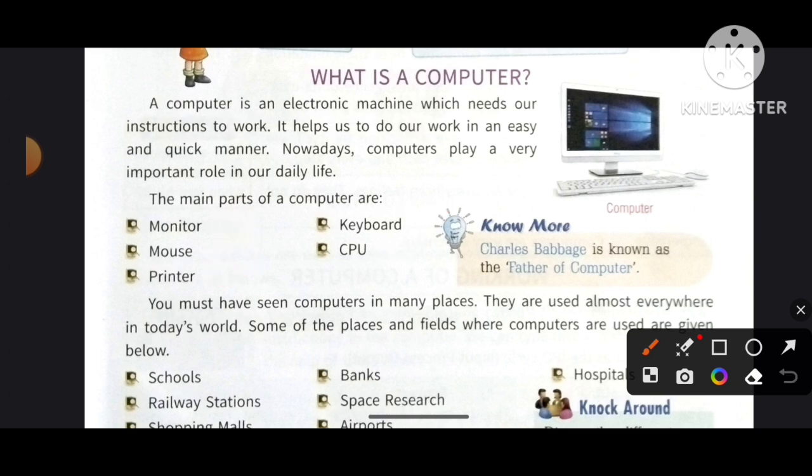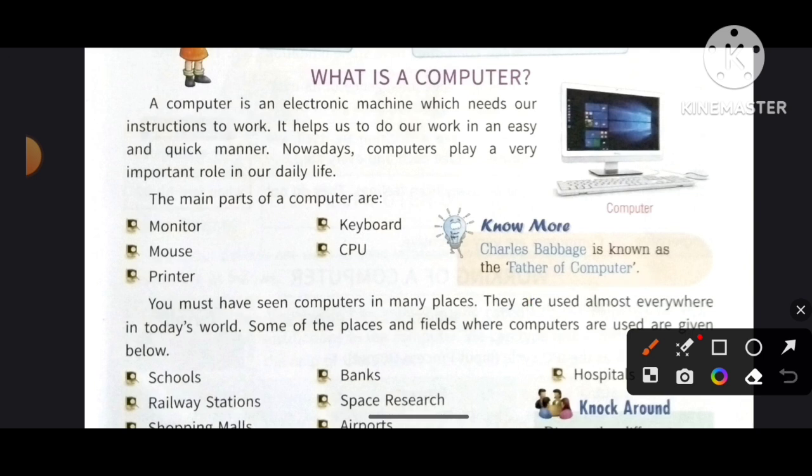So do you think about who made the computer? If we are going to study computer, who made the computer? Who is the father of computer? So here, Charles Babbage is the father of computer. Okay, why father of computer? Because after a lot of struggles and research, he made our computer. That's why we say father of computer. So Charles Babbage is known as the father of computer.